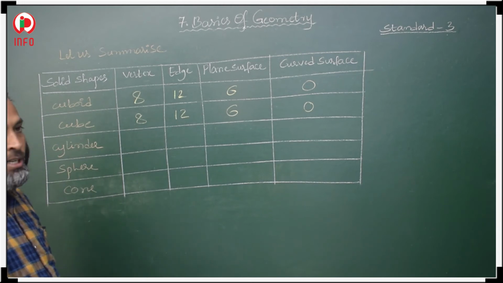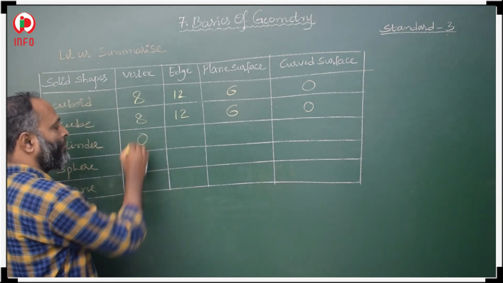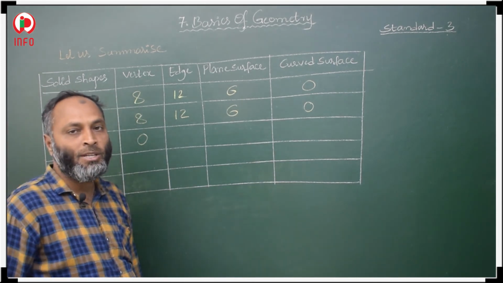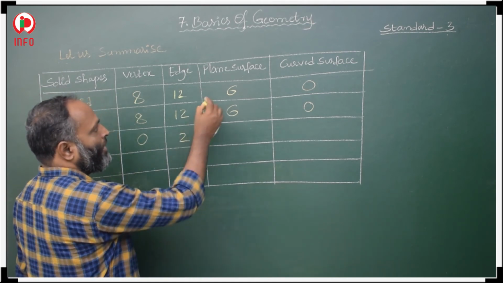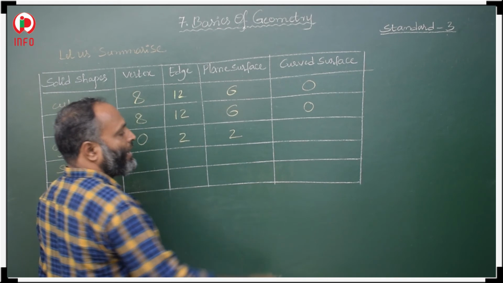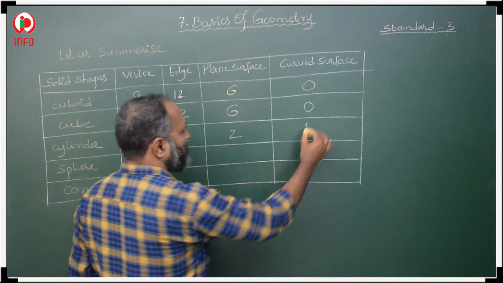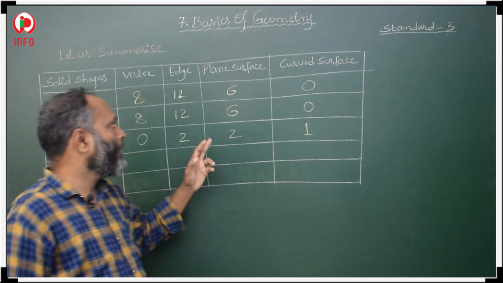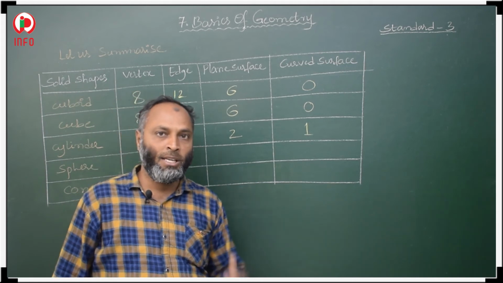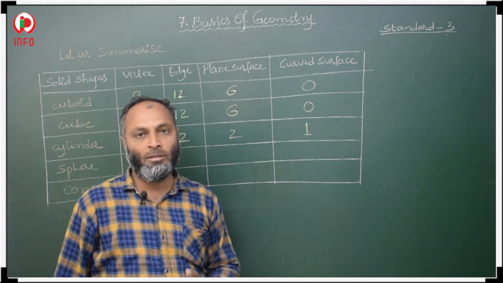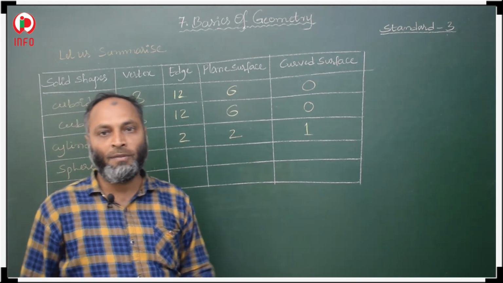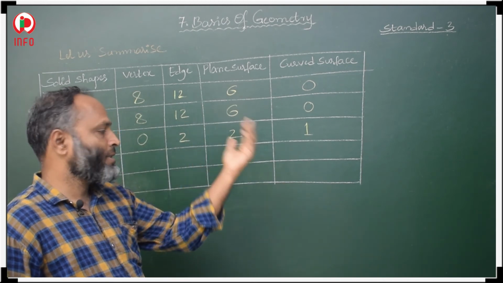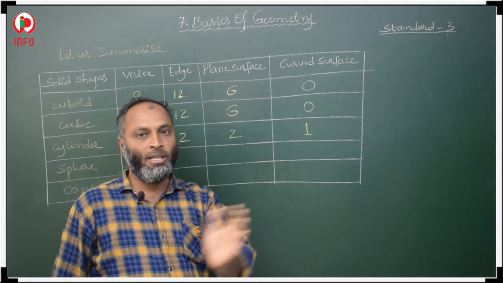Now about the cylinder. In a cylinder we have 0 vertices. Then how many edges? 2 edges, top and bottom. And how many plane surfaces? 2 plane surfaces, one is top, the other is bottom. Then how many curved surfaces? 1 curved surface, the one surrounding the 2 planes.